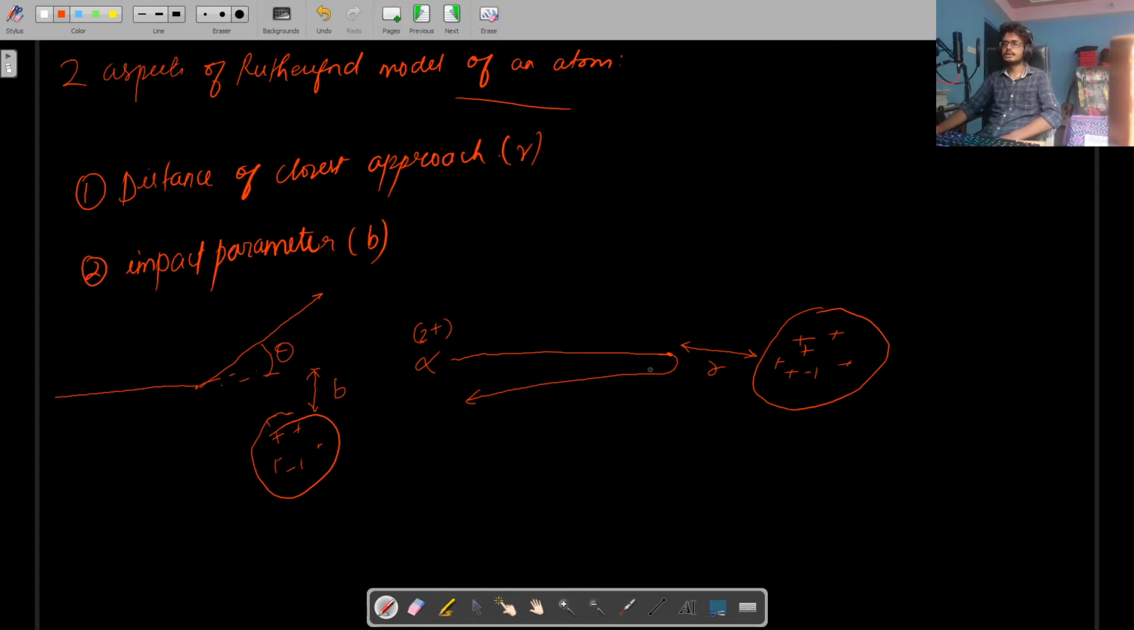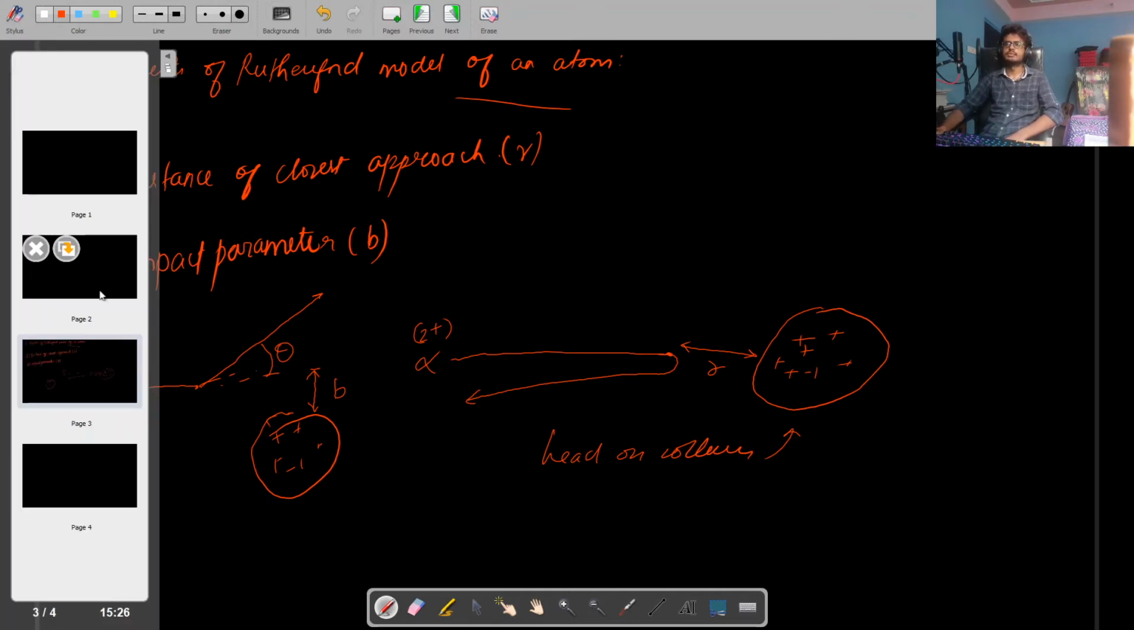So we need to derive a formula that can define the distance of closest approach, that is r. That is the closest the alpha particle can come when it is in a head-on collision with the nucleus of gold, silver, whatever the foil is made up of. Okay, so these are the two aspects we need to study. Let's study the first aspect, that is distance of closest approach.